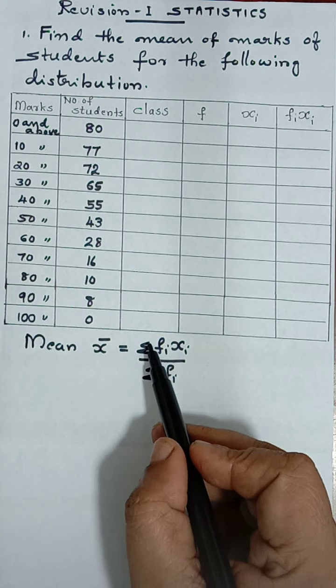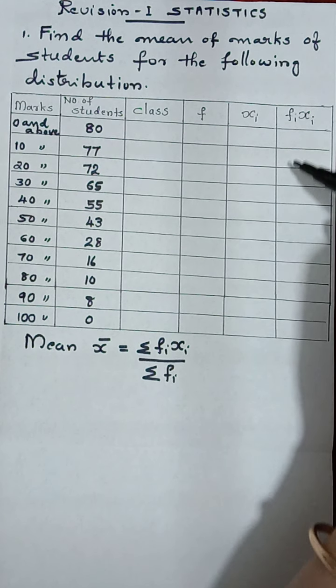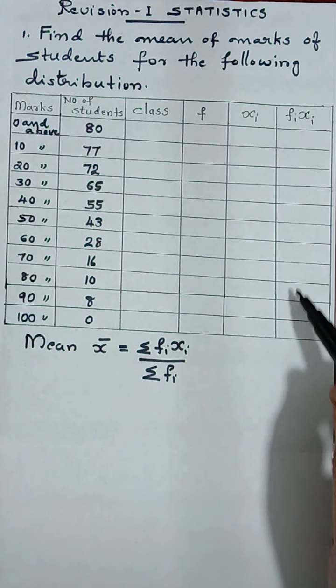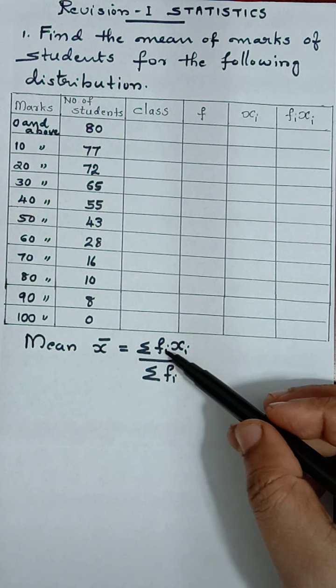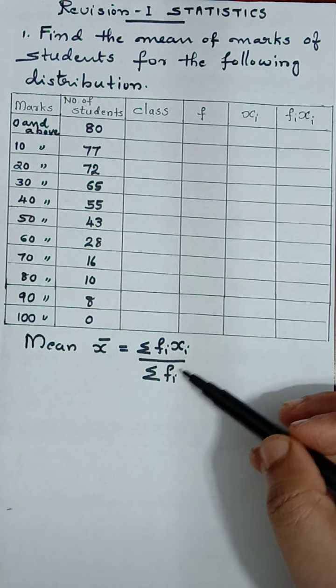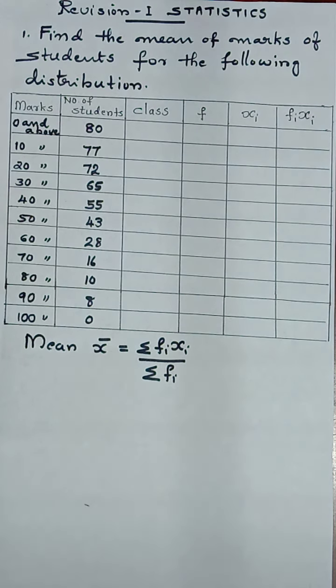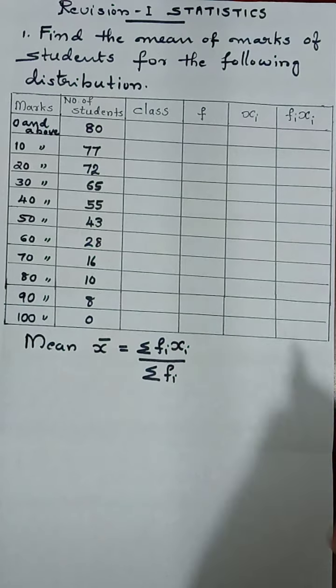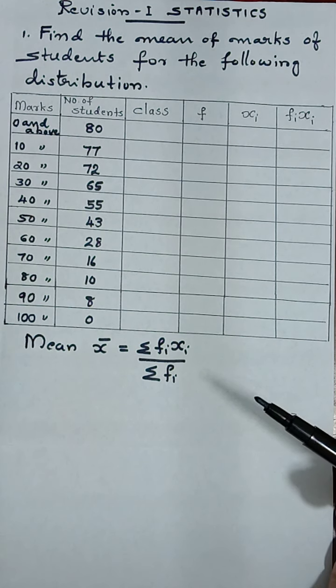Sigma means the sum of the product of these two. That means when we get this column, we will be adding all of it. That will be the sum. Sum of product of fi and xi divided by sigma fi, which means the sum of frequency. That is the frequency column here, and we will be taking the sum.